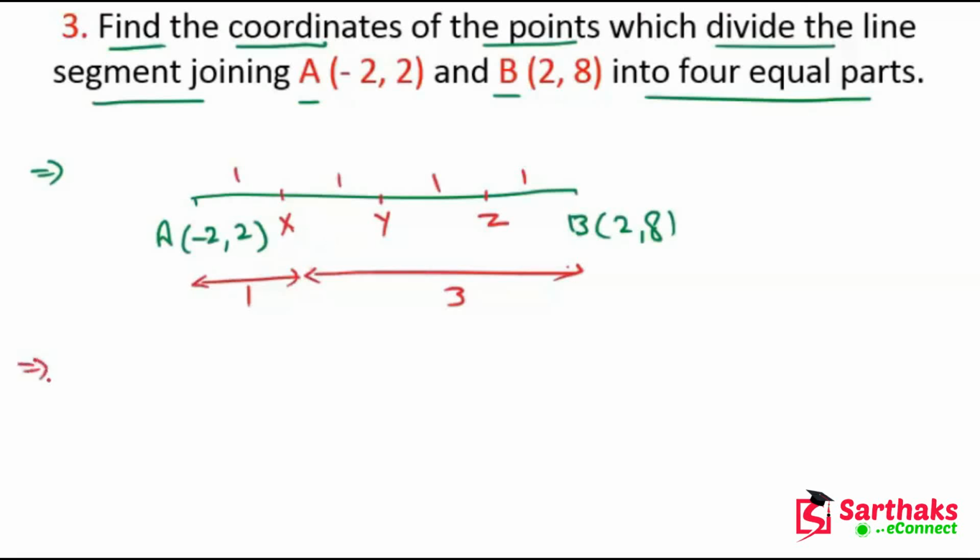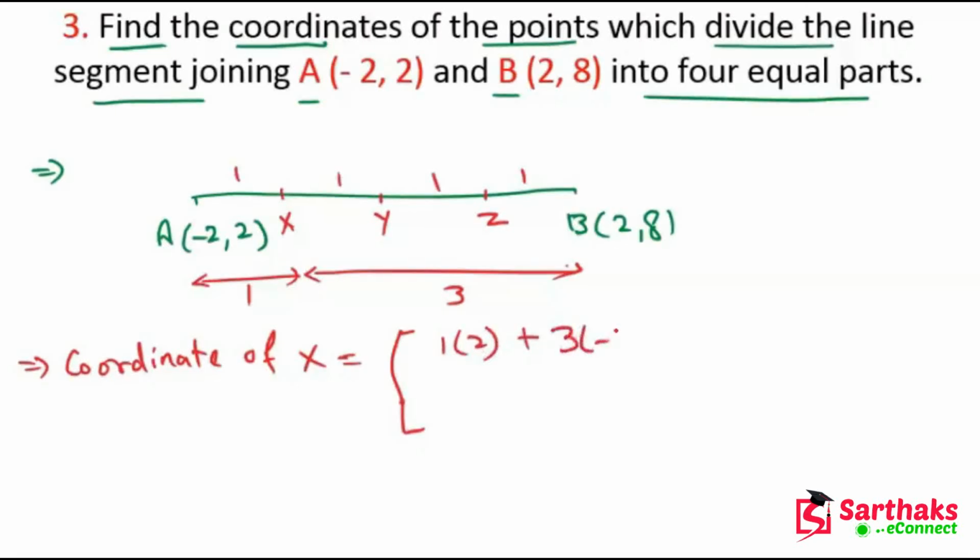So now the coordinates of x: the x coordinate is 1 into 2 plus 3 into minus 2, divided by 1 plus 3. Okay, my dear friends, I hope you get this point.